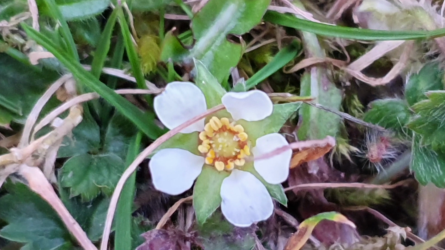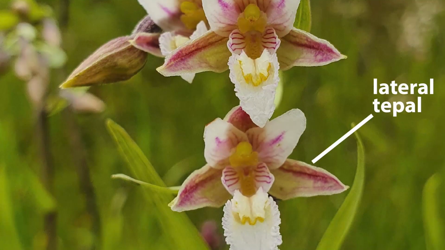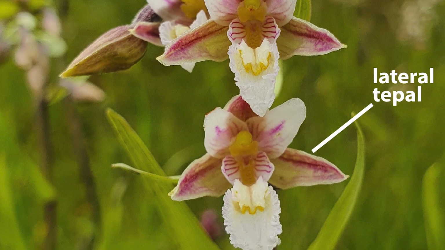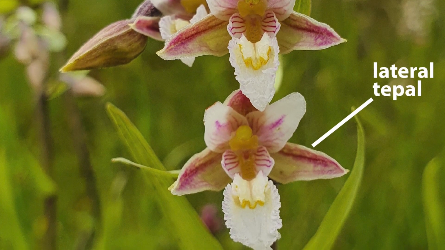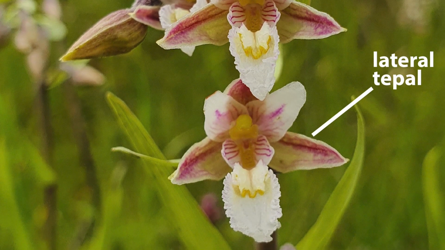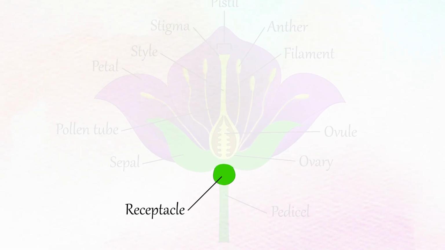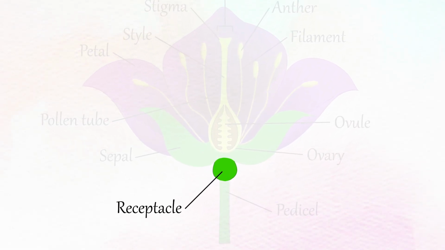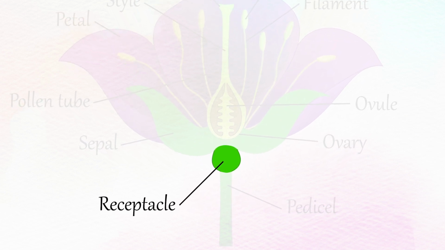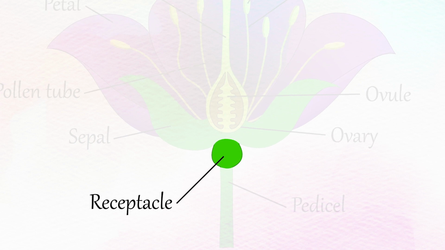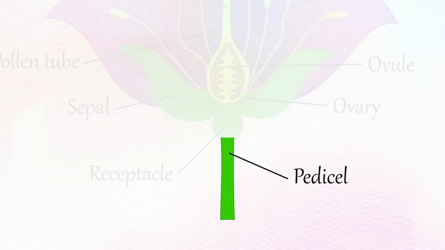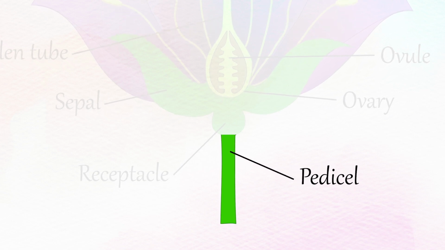In some cases where the sepals and the petals look alike or cannot be easily distinguished from each other, they are referred to as tepals. This is often the case for orchids. Underneath the calyx, you have the receptacle, which is the end of the flower stalk to which the flower parts are attached, and the stalk to a specific flower is referred to as the pedicel. It is worth noting that the words stalk and stem can be used interchangeably.